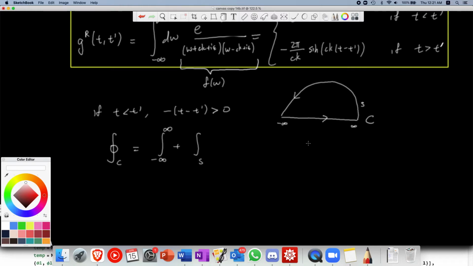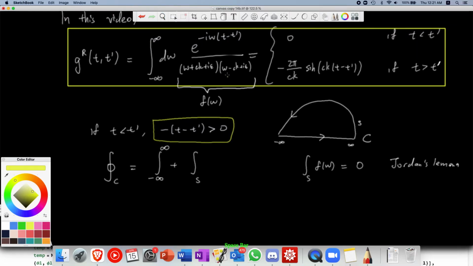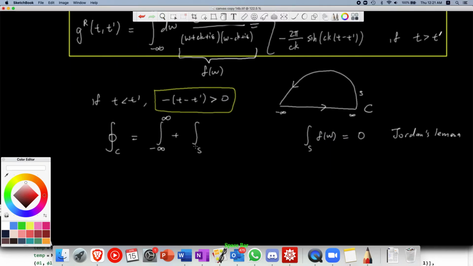However, you can show that the semicircle integral of this integrand equals 0 by Jordan's lemma, precisely because we're considering the case where t is less than t prime, and as a result the exponent is e to the power of this thing, where the coefficient of omega is positive. So we can apply Jordan's lemma, and as a result we can show that this term is 0. So what do we have now?